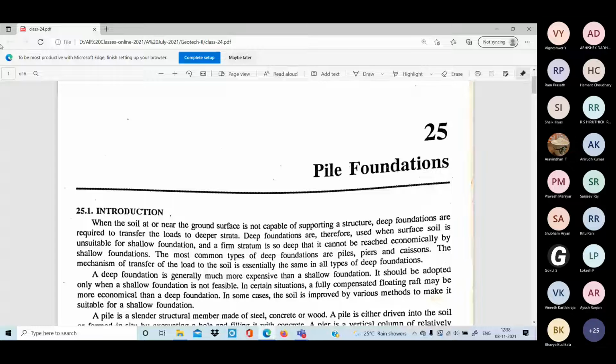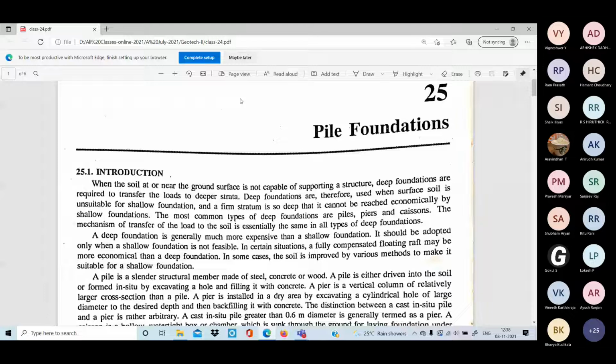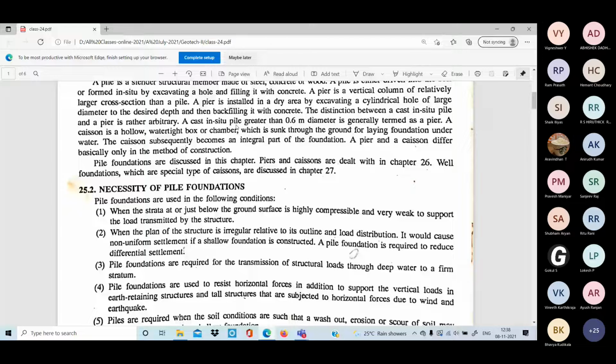So first, what is the necessity of the pile? When do we have to go for a pile? When the strata just below the ground surface are highly compressible and weak for supporting our huge structure. In that case, it is better to go much deeper and find some hard strata. When the plan of the structure is irregular relative to its outline and load distribution, it would cause non-uniform settlement if shallow foundations are provided. In that case, pile foundation is required to reduce the differential settlement.